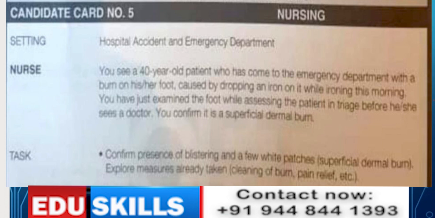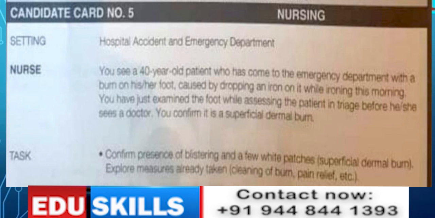Please, any volunteer, how would you open this role play? First, we can ask, how are you? How do you feel? Is it appropriate here? Do you have any pain? No. How will you open the role play here? What is the first task here? You can see, confirm the presence of blister and white patches, that is a superficial thermal burn. And in the first task, there is one subtask, that is explore the measures already taken.